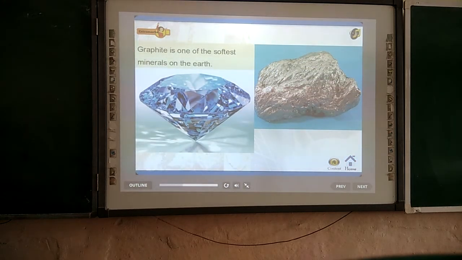Graphite is one of the softest minerals on the Earth. Diamond is the hardest known mineral.